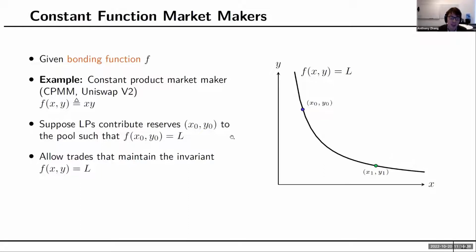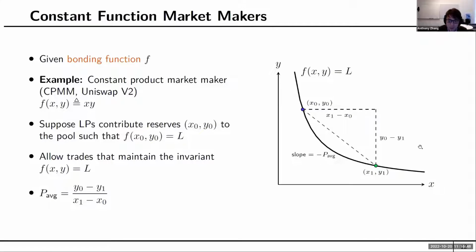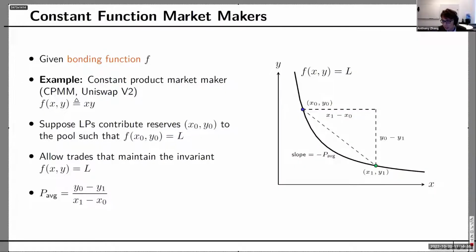So then LPs contribute some amount of ETH, some amount of US dollars, such that the product of these is equal to L. The AMM is willing to make any trade that stays on this level set. For example, I'm willing to trade from x0, y0 to this point x1, y1. And then the price of that trade is the slope of this line, right? So if I wanted to trade a bit more x, the price would change, so on and so forth.